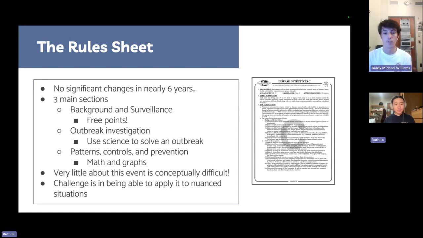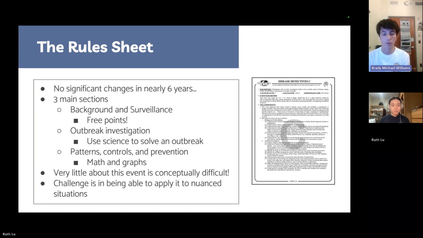The next part is outbreak investigation. This is my favorite part, and this is where you actually look at an outbreak and use what you know from this event to solve the outbreak. So you might get an example of an outbreak and have to calculate some values and say what the cause of the outbreak was. And then the last one is patterns, controls, and prevention.